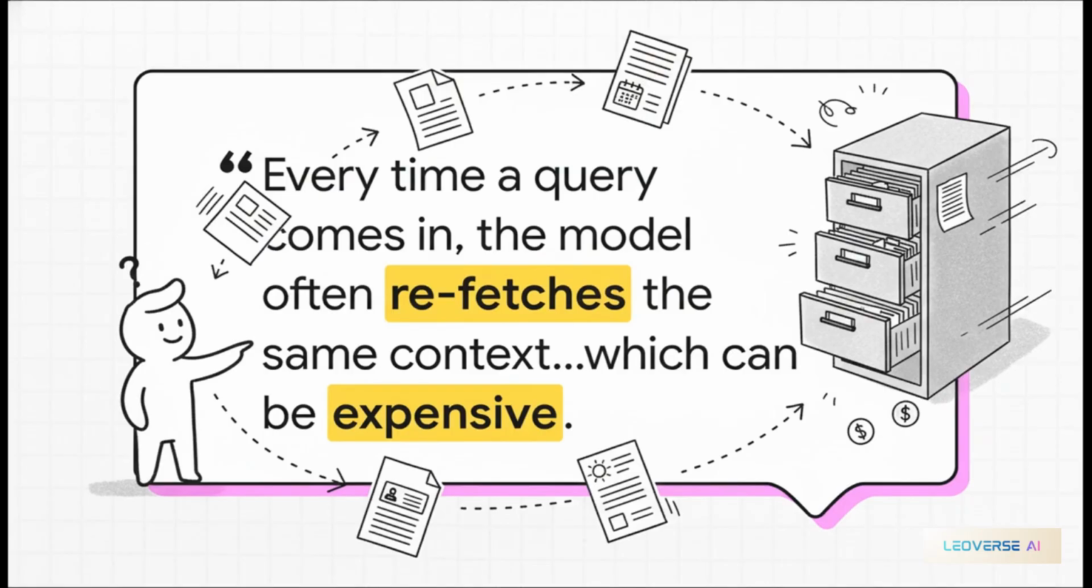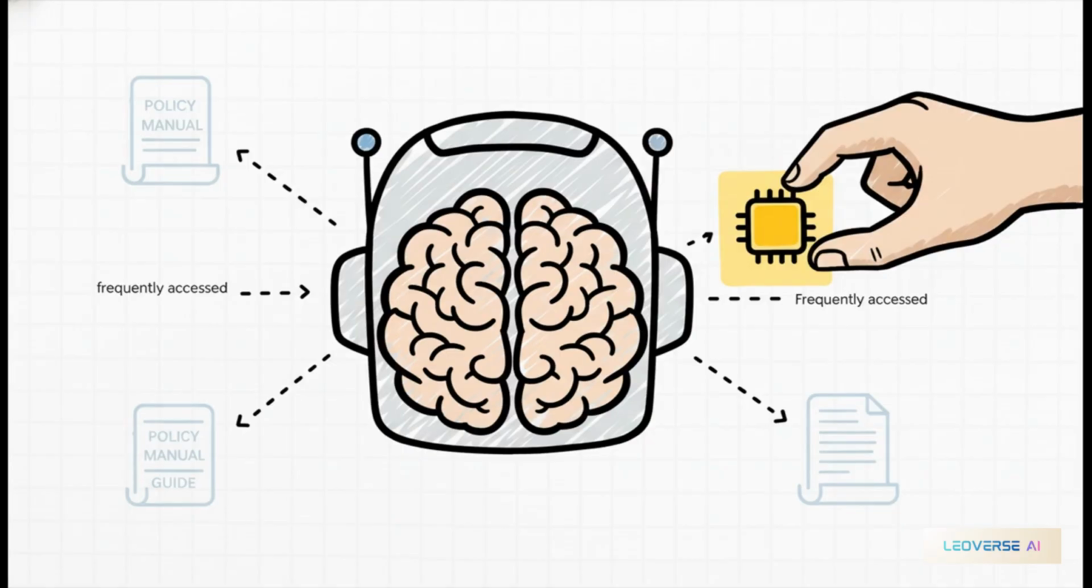But RAG has a bit of an efficiency problem. Imagine you have an assistant, and every single time you ask them about the company's vacation policy, they have to run to the file cabinet, pull out the policy document, and reread the exact same page. It works, yeah, but it's super redundant and slow, especially for questions that get asked all the time. So what's the next step in this evolution?